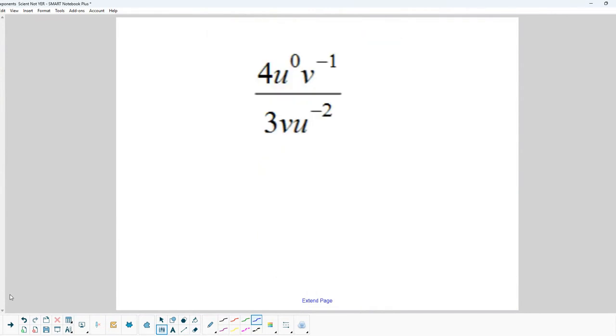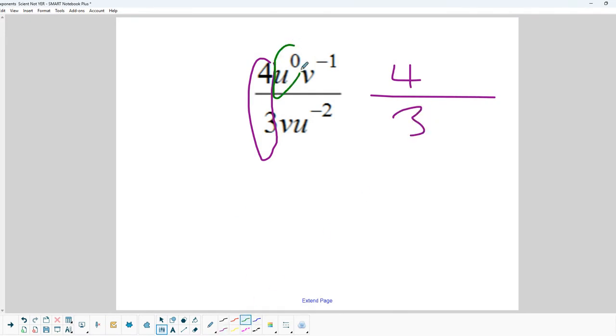All right, so here's an expression to simplify, and we're going to use all the rules that we can think of to help us. So 4 over 3, that part is simplified, right? How about u to the 0? Anything to the 0 power equals 1. So I'm going to put a 1 right there.